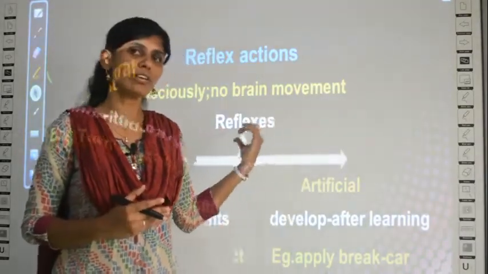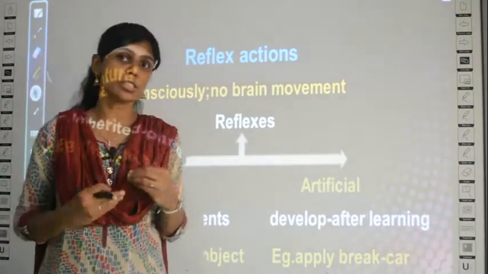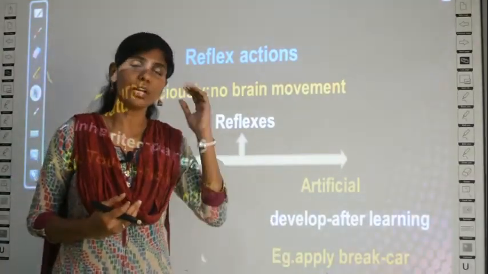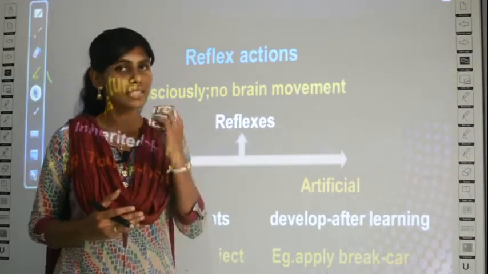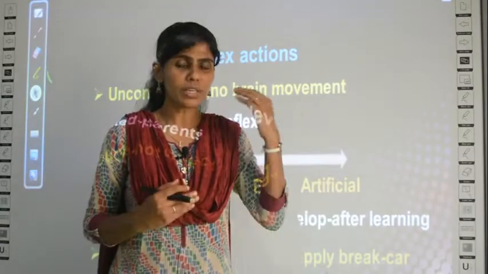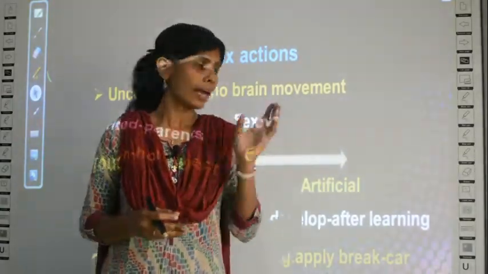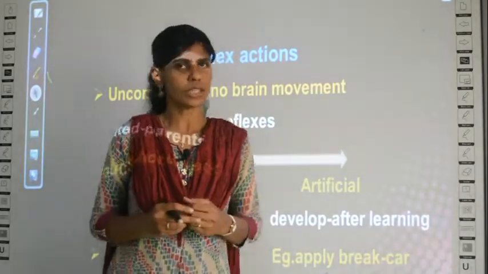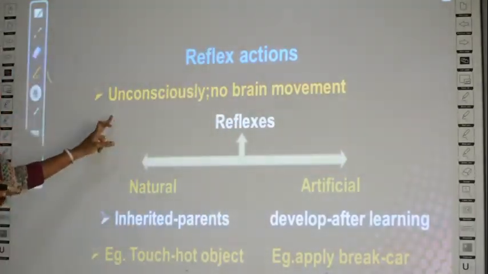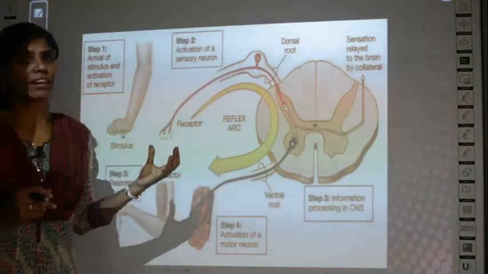Clear? Can you differentiate both now? What is natural reflex? This is not planned or learnt. These are reflexes that you inherit from your parents since your birth. In artificial reflex, over the years by your experience you learn something new, and this is called artificial reflexes. So these are the two types of reflexes. Next we learn about the steps in reflex action.